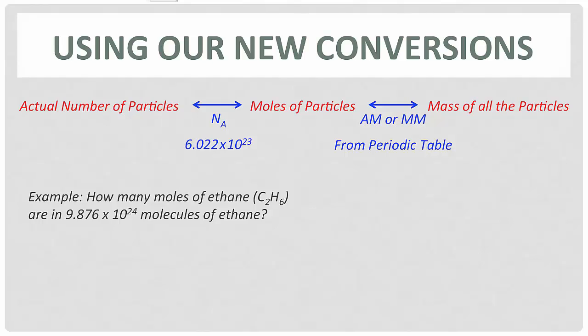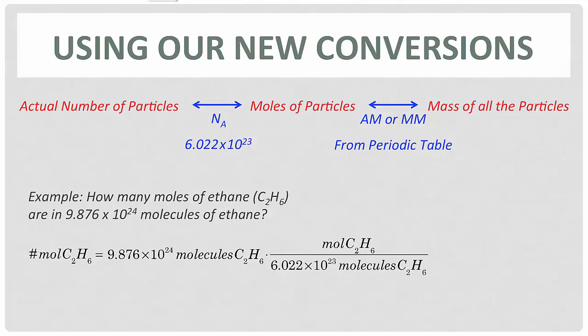So we do this just like any other conversion. What are we looking for? The number of moles of ethane. What do we know? We know the number of molecules of ethane. We also know there's a conversion between the number of molecules of something and the moles of it. And that's given by Avogadro's number. We cancel out our units, do our multiplication, we find there's 16.4 moles of ethane in 9.876 times 10 to the 24th molecules. Great.